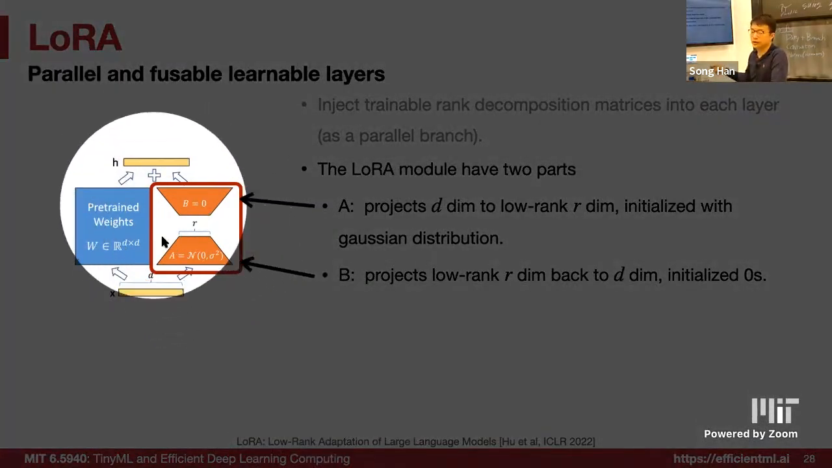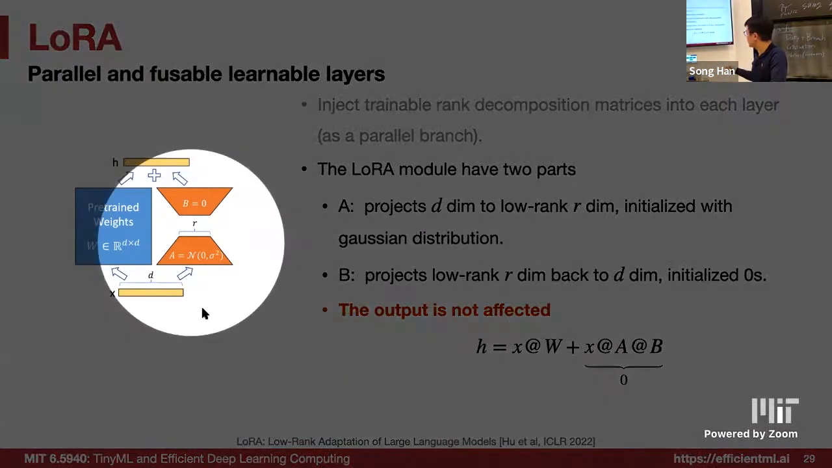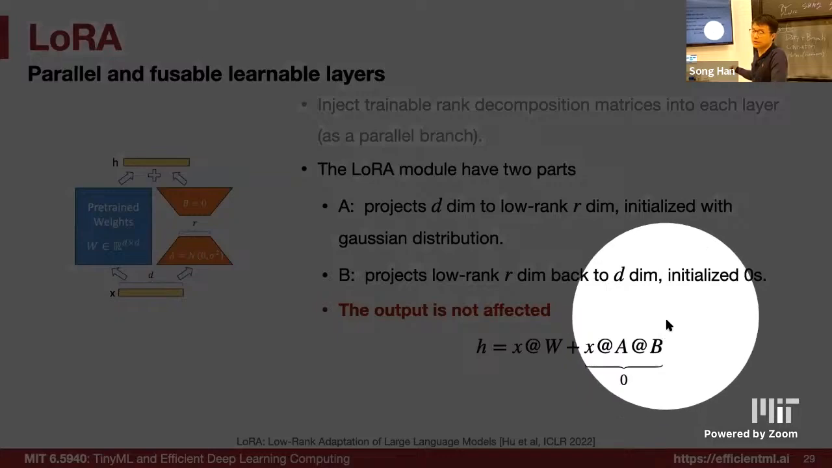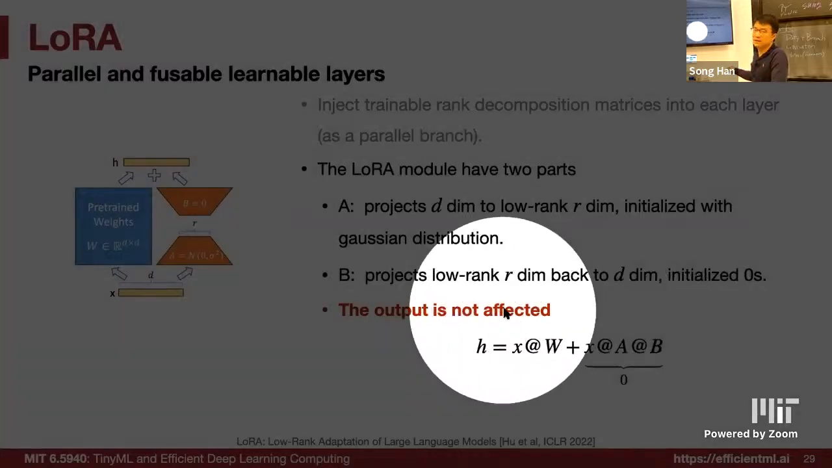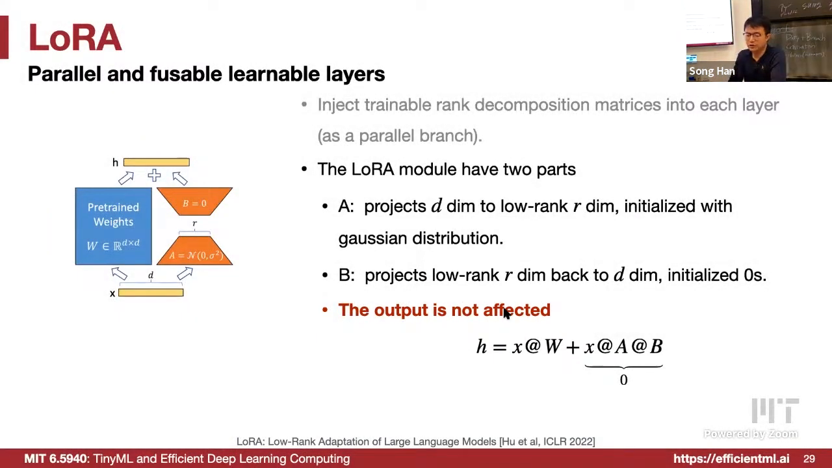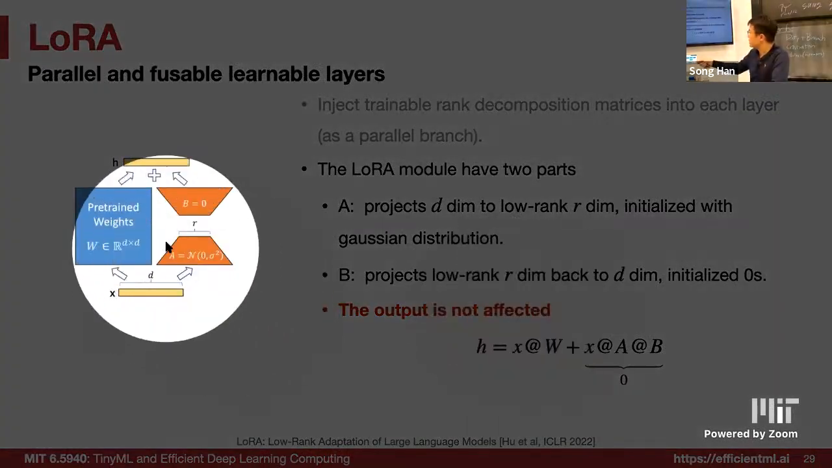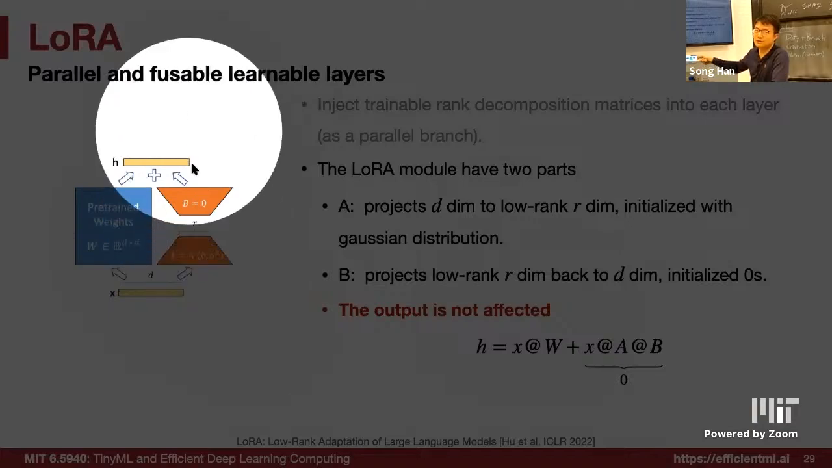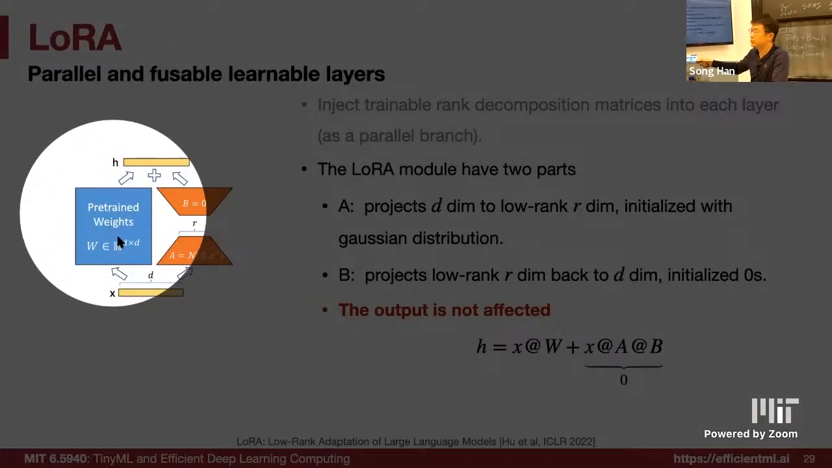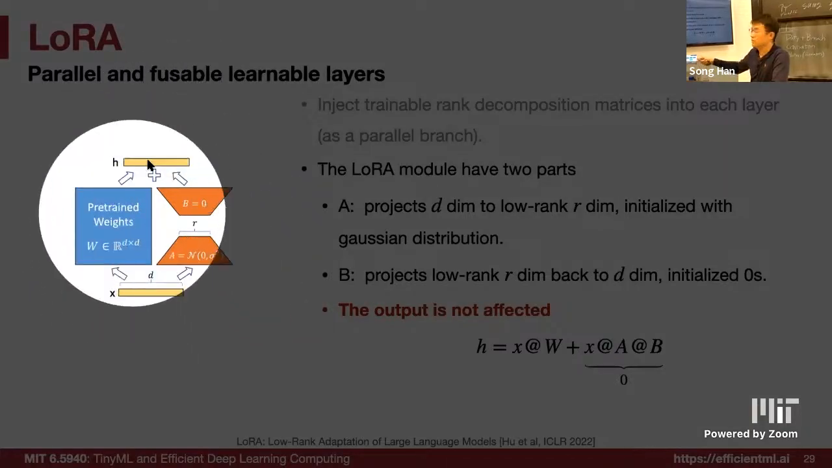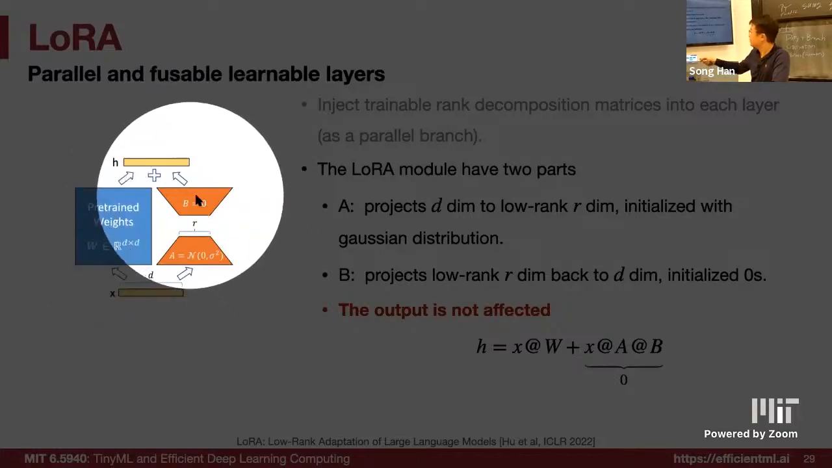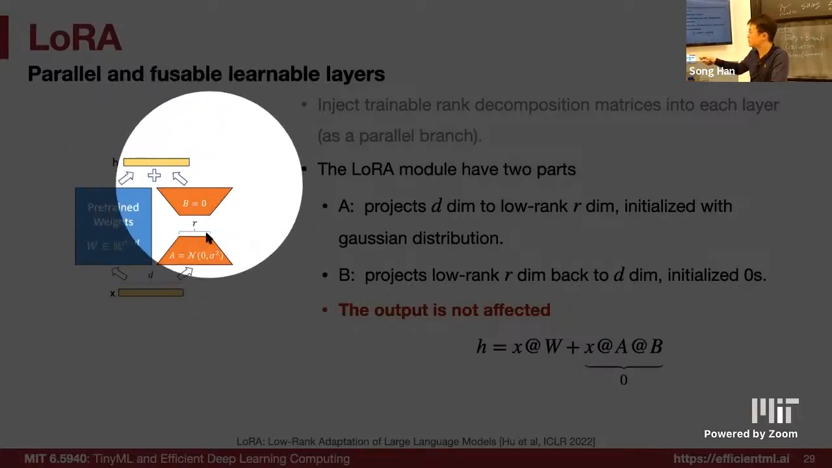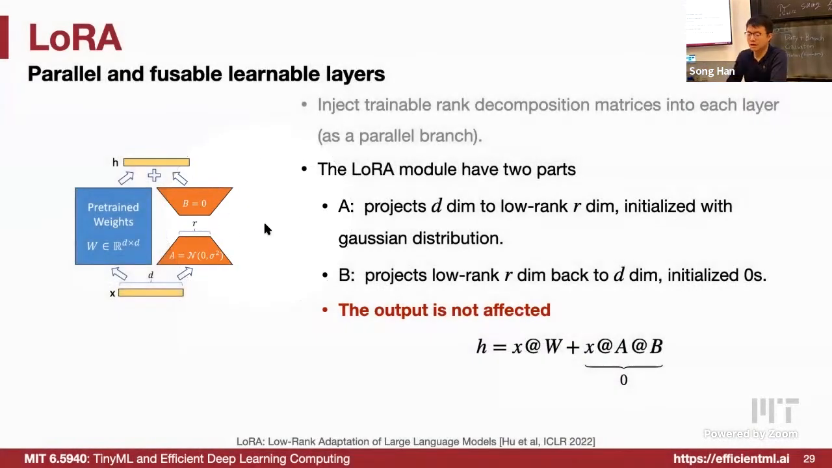Okay, so initially adding this side branch will have 0 effect since one of them, A and B, is 0. So they're initialized to be identical with the original matrix modification. Okay, so initially B is 0, so this branch is effectively a 0 branch. We only have the pre-trained weights. But later, when we get started with learning, B and A can adjust. It is no longer 0. Okay, so we can learn new information in the side branch.